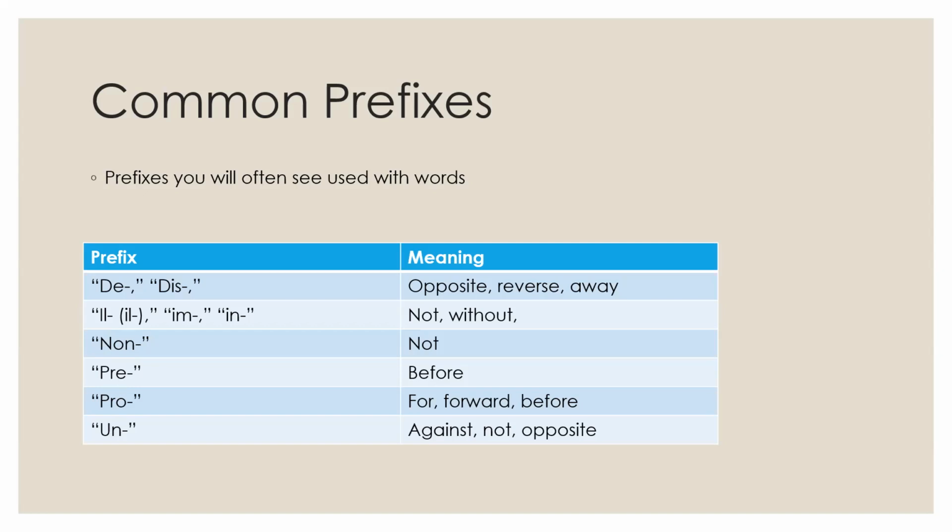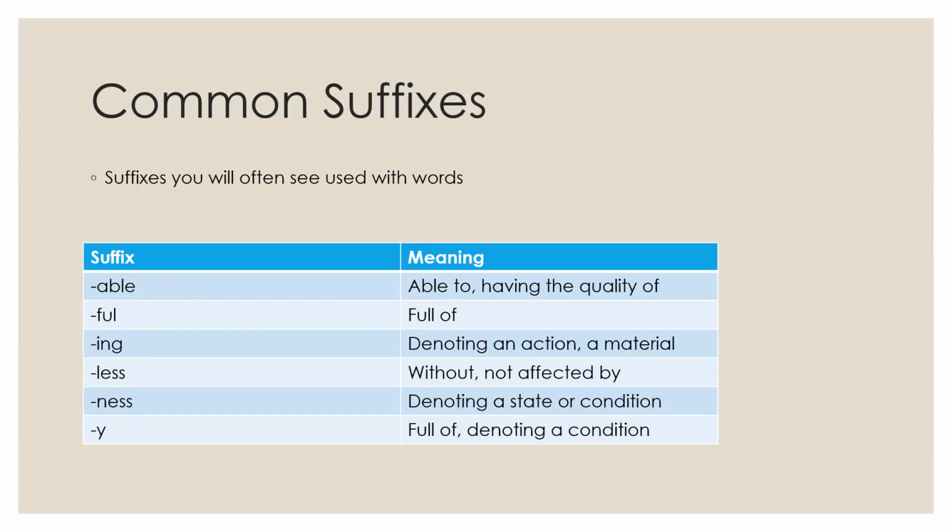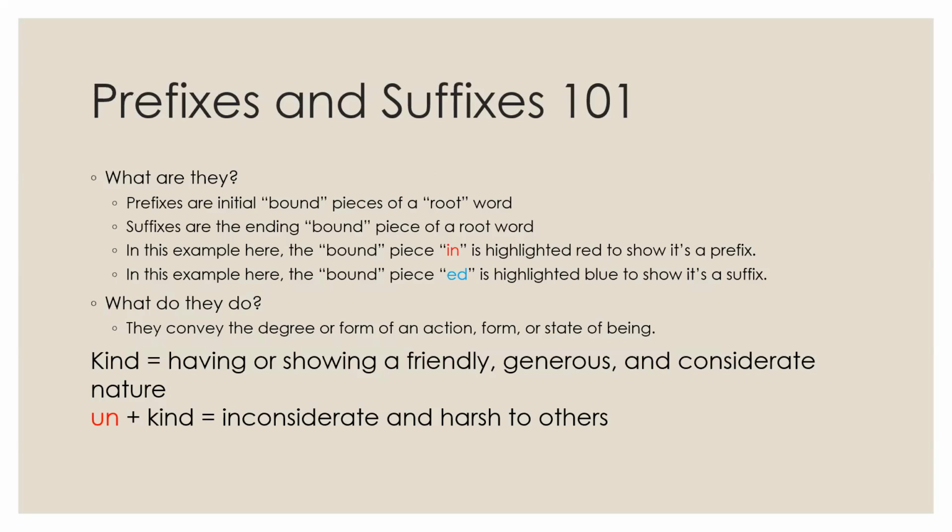And for suffixes, we have able, which means able to, having the quality of; ful, full of; ing, denoting an action, a material, etc.; less, without, not affected by; ness, denoting a state of or condition; and y, full of, denoting a condition. And these might sound a little bit abstract at first, but I promise you'll understand it. So let's move on to our next slide. An example of what prefixes and suffixes can do.